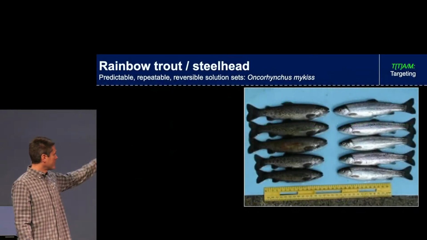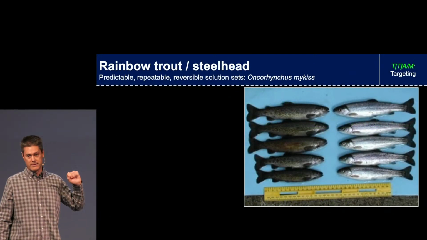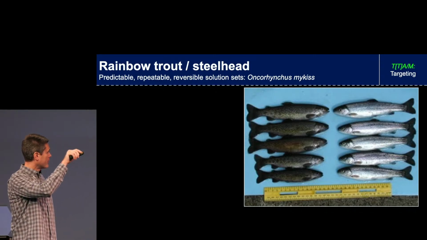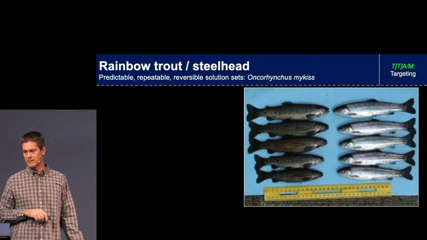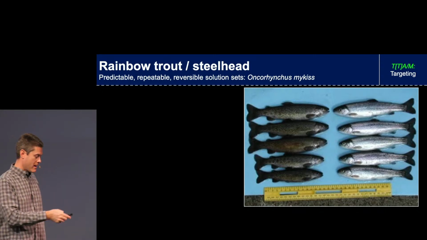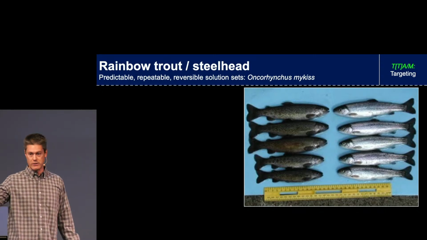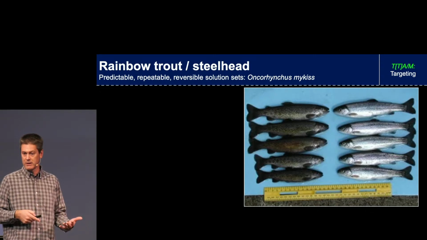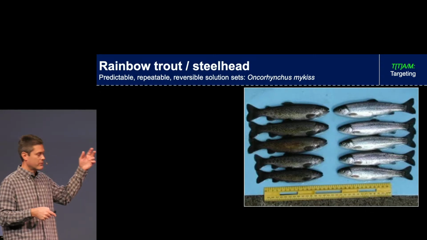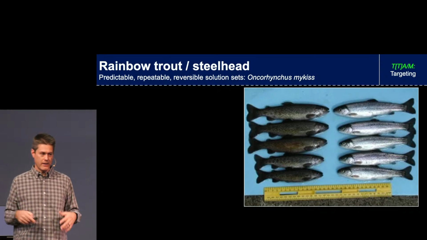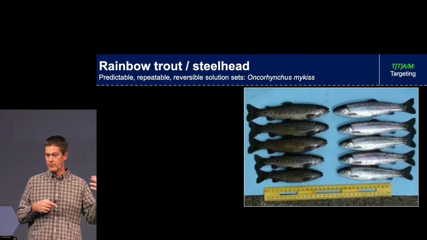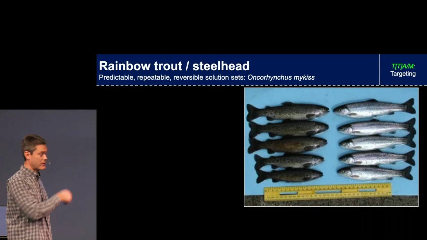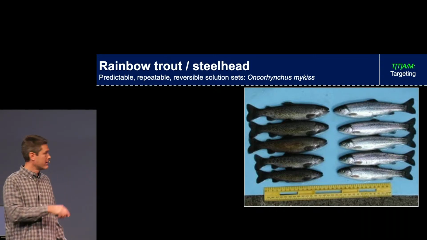Another example of predictable, repeatable, but also reversible solution sets. On the left are rainbow trout. On the right are steelhead. It turns out they're actually the same species. And the steelhead, of course, go to the ocean and come back, and they become smolts. They go through a smoltification process where they change color, they change size, they get the ability to filter salt out of the water so they can survive in the ocean, and then they leave. The resident trout don't do any of that stuff, they just hang out.